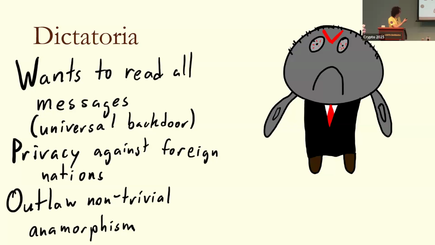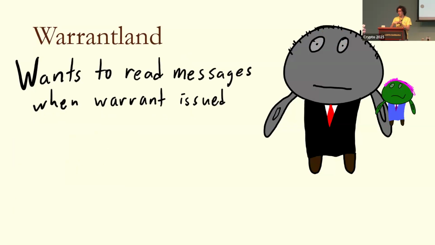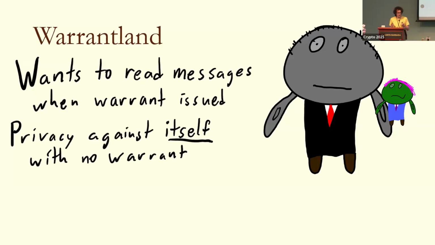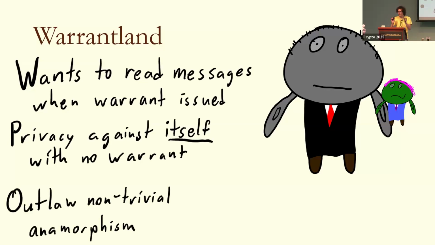The second setting that we will consider is Warrant Land. So in Warrant Land, the government is a little bit more reasonable, listens somewhat to privacy advocates, but the government still wants to be able to read all messages. They still want to read messages when a judge issues a warrant, which in our setting we'll model as a judge coming up to the person saying, hey, you have to give up your secret key. Okay. But on the other hand, the government is still somewhat reasonable. They want privacy even against themselves when no warrant is issued. So they do not want it to be possible for them to install a backdoor. But they still want to outlaw non-trivial anamorphism because, again, this gets around warrants.